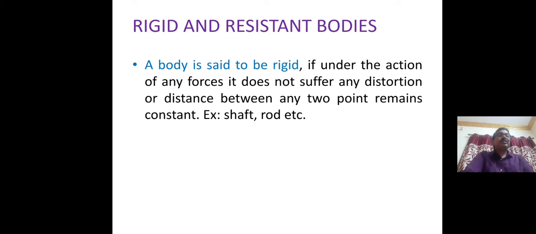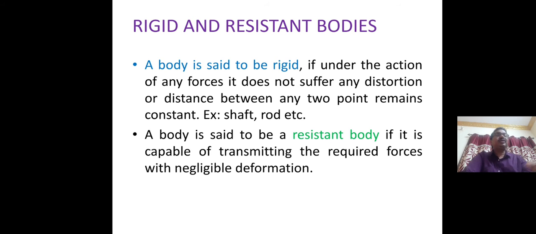That means any forces you apply on the body will not deform it, the position of the particles of the body will not change, or displacement or deformation will not take place by the application of a number of forces. Then it is called a rigid body. Rod or shaft are some examples of rigid bodies.